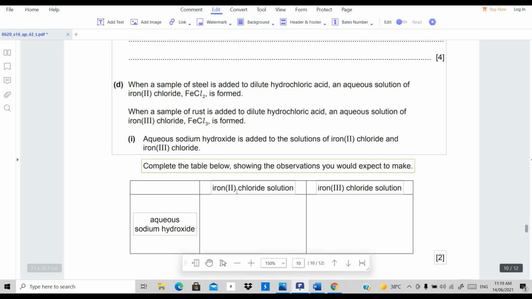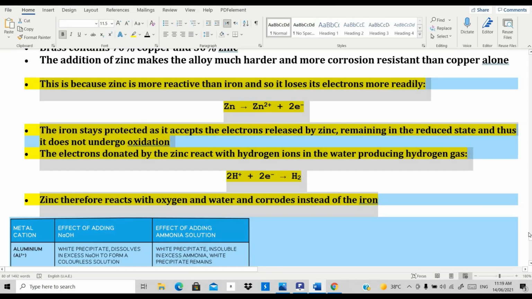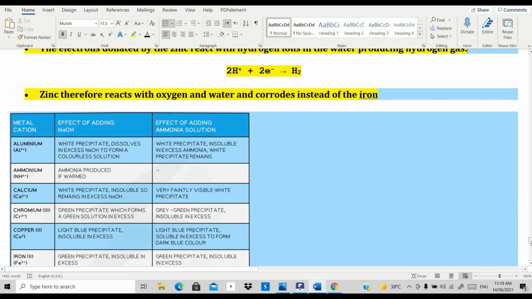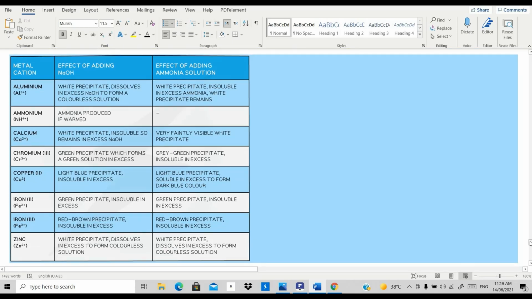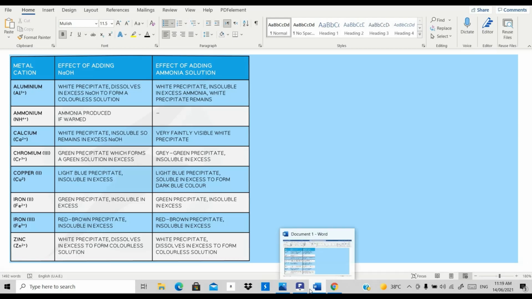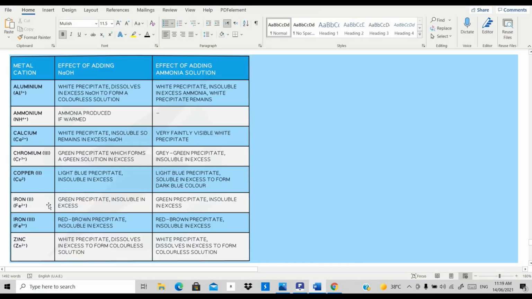So when we are adding aqueous sodium hydroxide to iron 2 chloride solution, what will we observe? You need to be familiar with the topic of identification of ions and gases. Here you can see this table, we are adding aqueous sodium hydroxide and adding ammonia solution. We are looking for the aqueous sodium hydroxide now. So I think it's Fe2 plus or Fe3 plus. Let me just check. It's Fe2 plus. So we're adding to this ion.